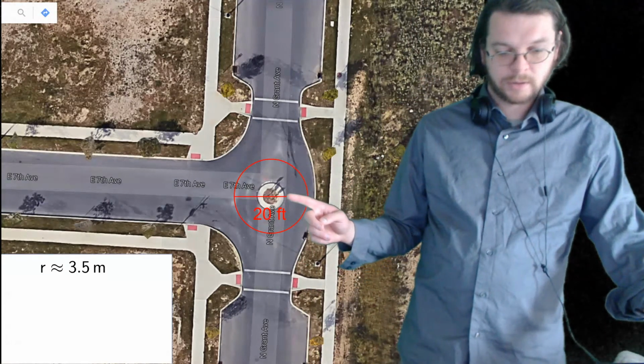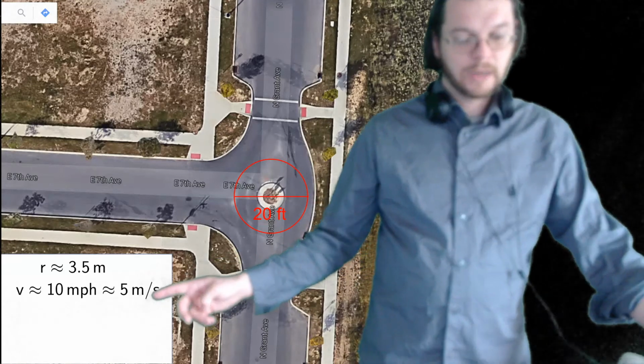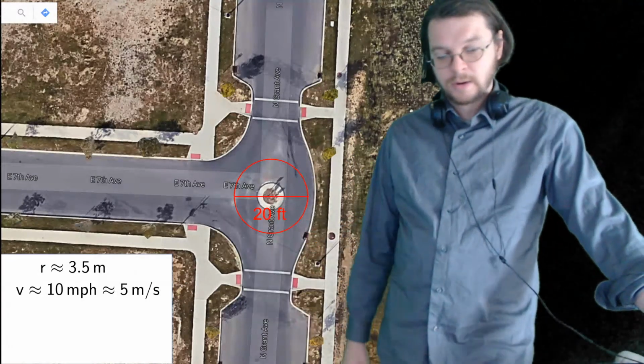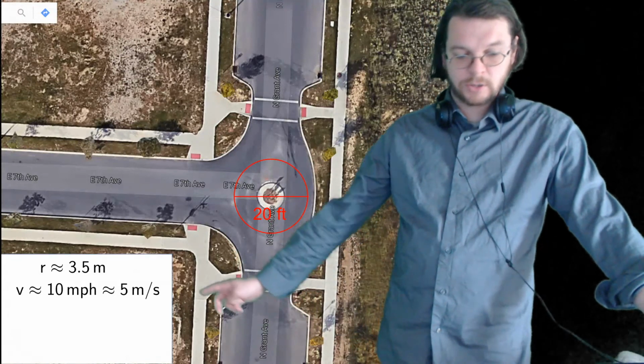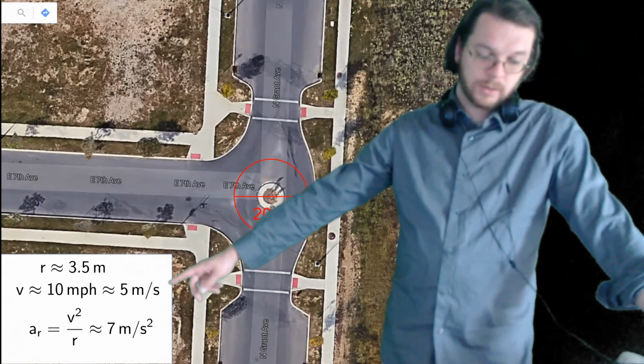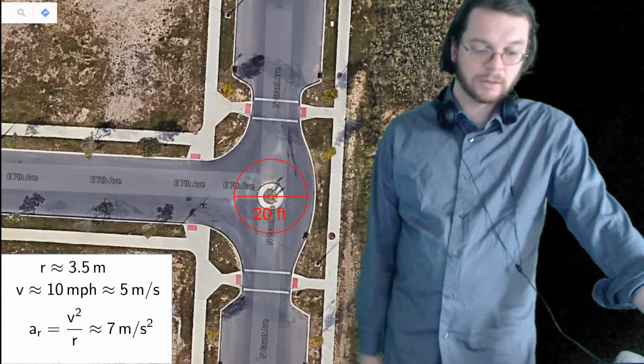So 20 feet diameter is about 3.5 meters radius. If you're going 10 miles an hour, that's about 5 meters per second, roughly. Not exactly, but roughly. And so the acceleration then would be v squared over r. And so 5 squared is 25. 25 divided by 3.5 gives you something like 7 meters per second squared.